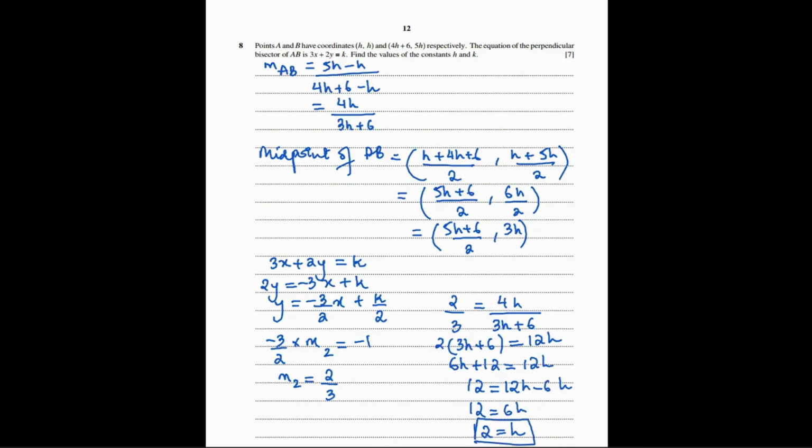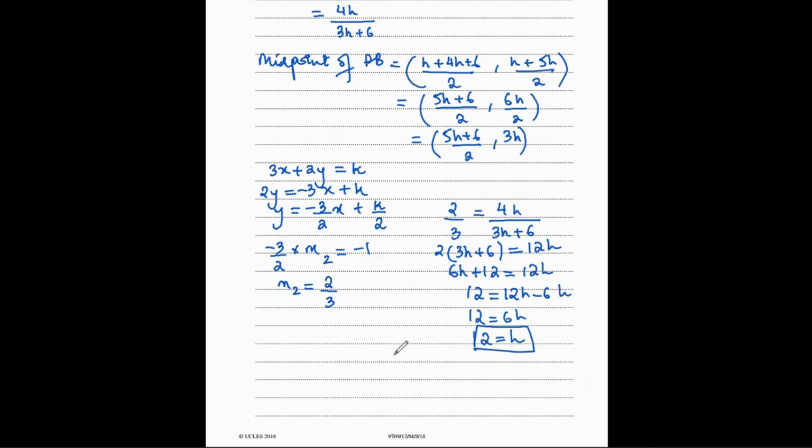Now you find the value of k. For the value of k, you can first find the coordinates of the midpoint. So that's going to be 5 times 2, 10, 10 plus 6, 16, divided by 2, 8, and then 6.